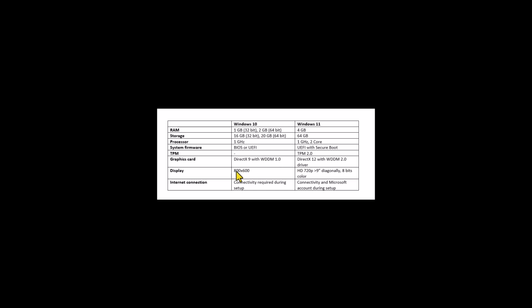Windows 10 could get by with an 800 by 600 display. Windows 11 requires a 720p and greater than 9-inch diagonal measurements. So we're no longer looking at smaller devices being able to run Windows 11. You must also have 8 bits of color.